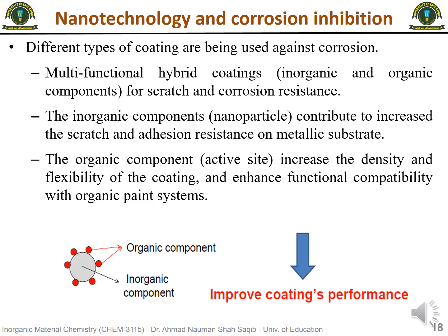And second, in hybrid coatings we use organic components, and the organic component has a different function. For example, it enhances the density of the coating and increases the flexibility of the coating. So by using this hybrid coating we can also enhance the efficiency of these thin layers when we talk about corrosion inhibition. So by using these hybrid coatings we can get a coating of our desired composition to ensure that our corrosion inhibition is maximum in that given environment.